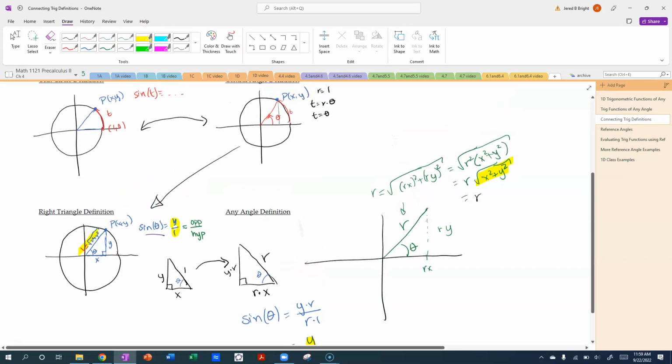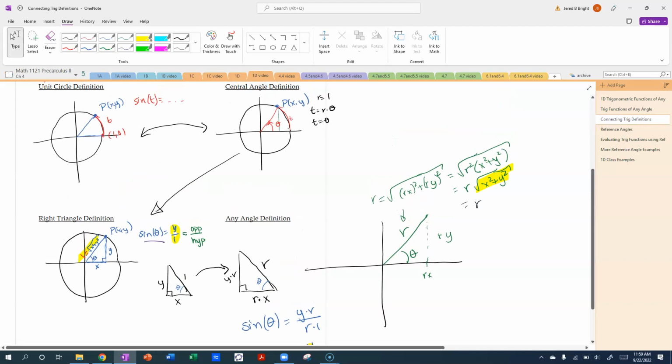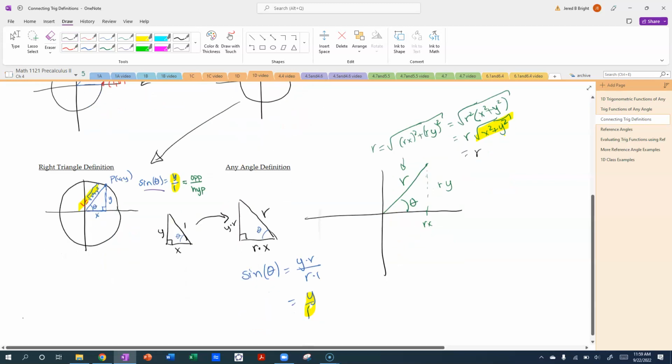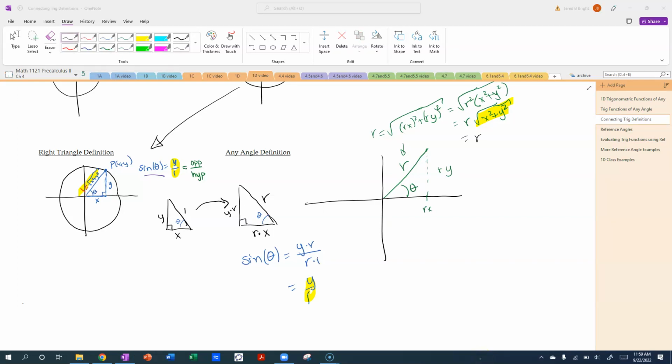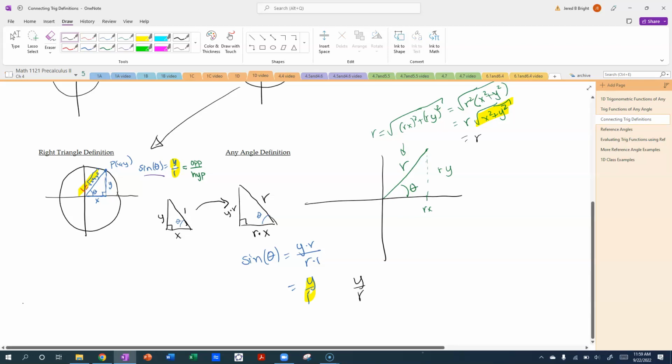So all these definitions lead to one another. If we wanted to go from the any angle definition back to the unit circle or central angle, all we have to do is scale down, so divide by r, and we get the same thing. So that's why when we're talking about the any angle definition, this is the not scaled version, but normally if we wanted to scale down, we would just take this triangle, the one that's given to us, and divide it by r. So that's why our definitions become y over r, because this y is already scaled and we need to shrink it so that it's on the unit circle.